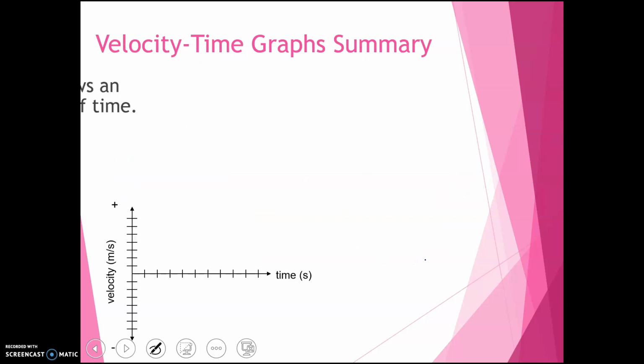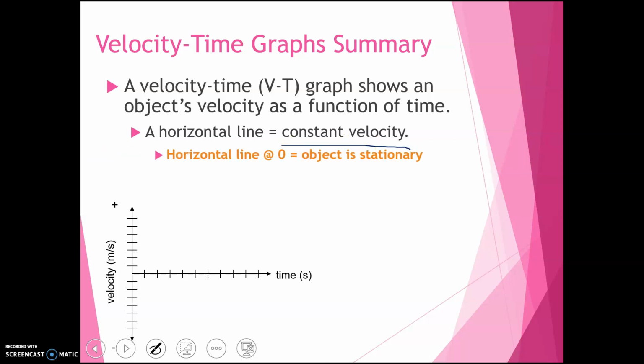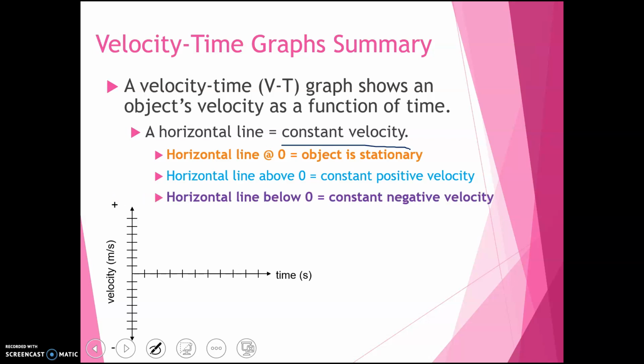All right, so in the past, we've already looked at some of the constant motion on these velocity versus time graphs, and so far they had all had horizontal lines. These horizontal lines represent that constant velocity that we looked at. So if the horizontal line is at 0, that would mean the object is stationary. If the horizontal line is above 0, that would mean it's a constant positive velocity. And if the horizontal line is below 0, that would mean it's a constant negative velocity.